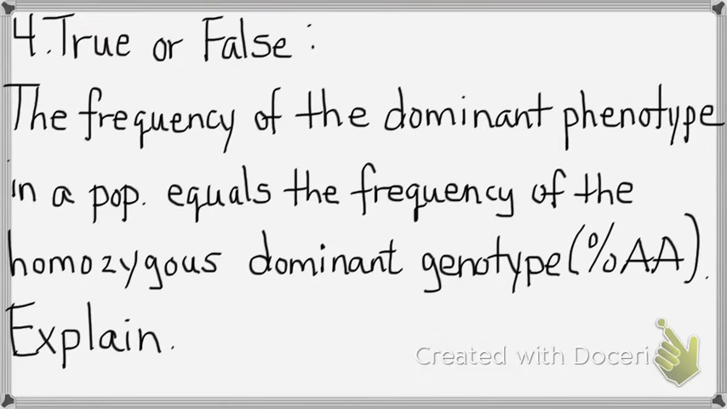Number four is still true or false. The frequency of the dominant phenotype, you go and count how many are dominant, equals the frequency of the homozygous dominant genotype. That's false. How come that's false? Because you're not counting the heterozygous. If you're dominant, you could be homozygous dominant, you could also be heterozygous. The reason I mention these two is that when you and I work Hardy-Weinberg, we always start with q squared because that's something we can know. Number three is true, but number four is false.